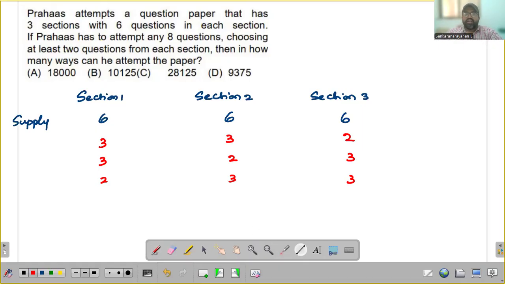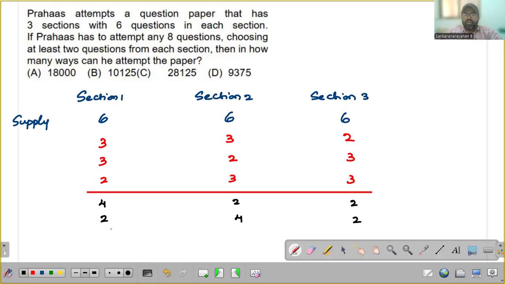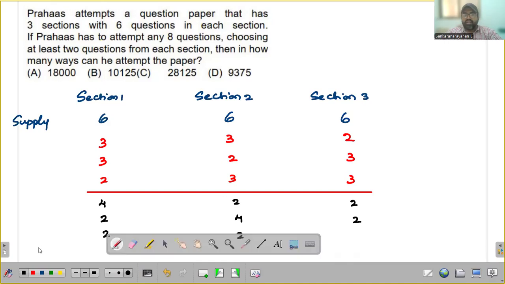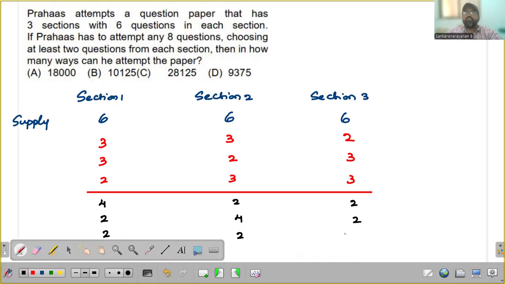In the same way, it can also be 4 questions from section 1, 2 from section 2, 2 from section 3. Or it could be 2 from section 1, 4 from section 2, and 2 from section 3. Or it could be 2 from section 1, 2 from section 2, and the remaining 4 from section 3. Okay, so there are 6 different ways the attempt can be made.